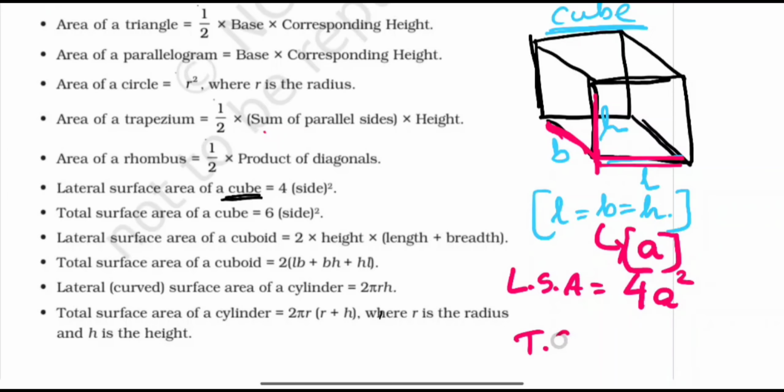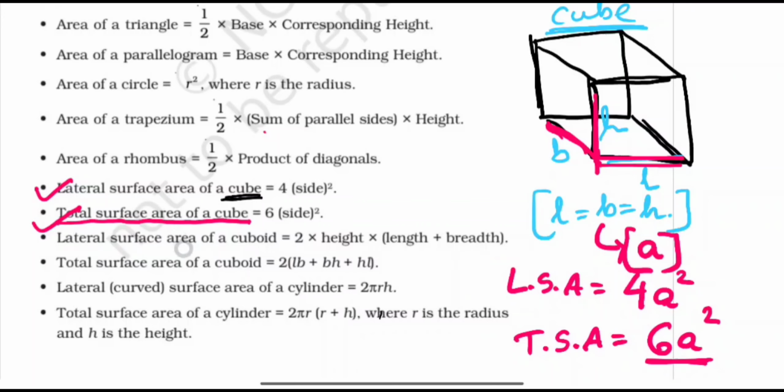And then let's move to the total surface area of a cube. What should it be? Basically there are 6 surfaces, all of equal measures. All the surfaces are square surfaces, so every surface has an area of A square. So all the 6 surfaces have an area of 6A square, right? Is that clear? So the lateral surface area and total surface area of a cube are done.